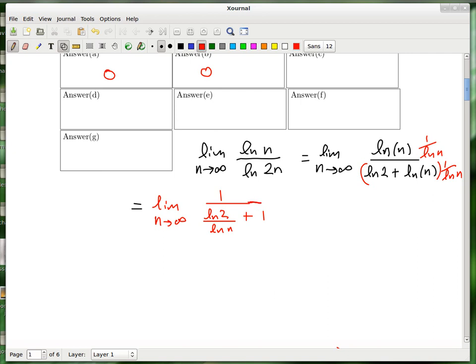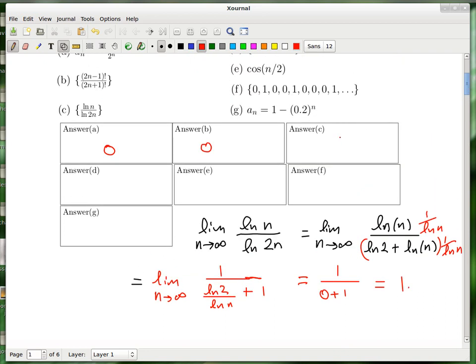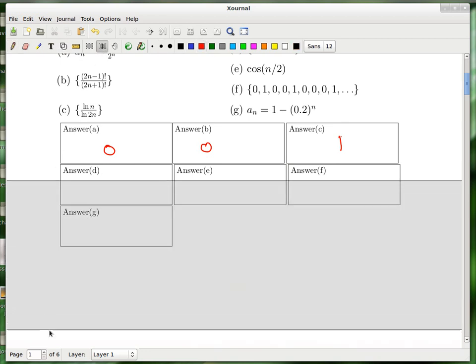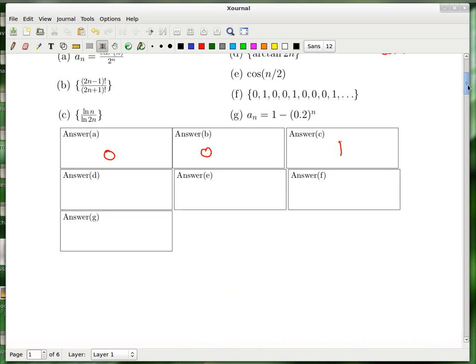So what's happening here as n goes to infinity? You tell me. This 1 is just staying the same up here. This 1 is just staying the same. Here we've got a constant over something that's getting enormous, so this little piece is going to go to 0. So the whole thing is 1 over 0 plus 1, which is just 1. So this one is going to 1. So far nothing has diverged. All these sequences have been converging. Okay, so let's go on to D here.